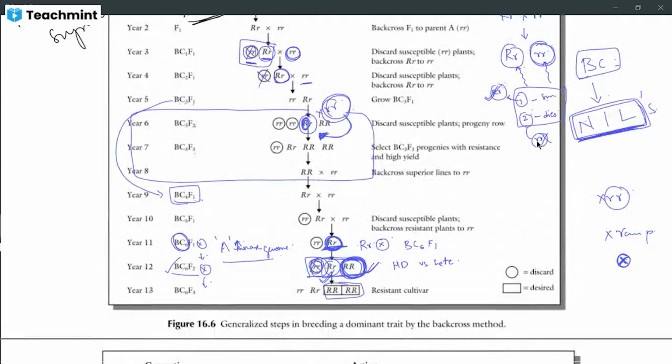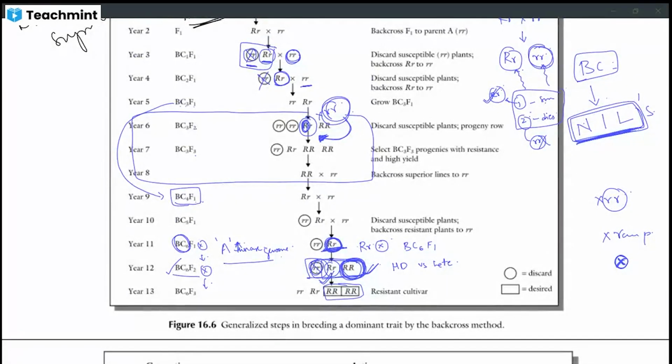Sir, what is the method to transfer polygenic genes then? See, polygenic genes will also be transferred by using backcross itself, but for that you will be requiring three different types of markers. That is not in the syllabus of your PG masters level, but you can learn it in masters as you are now in UG. Okay, yes, sir.